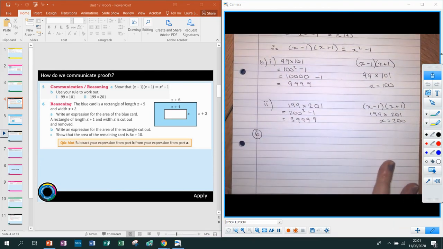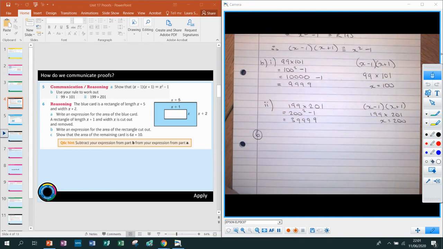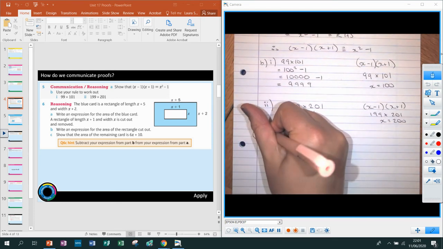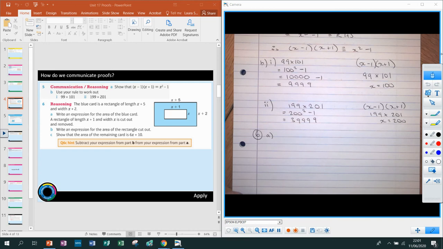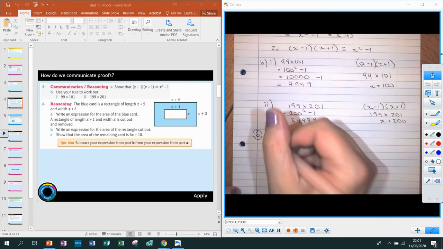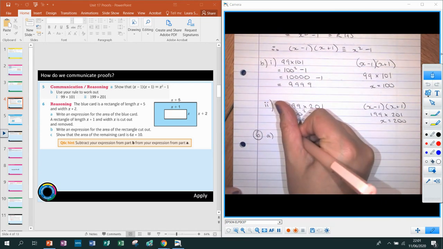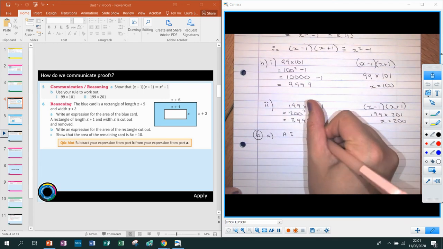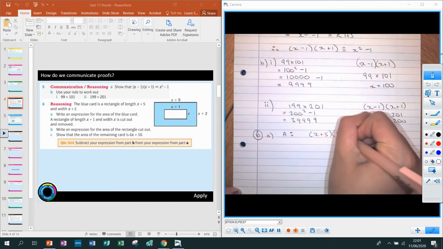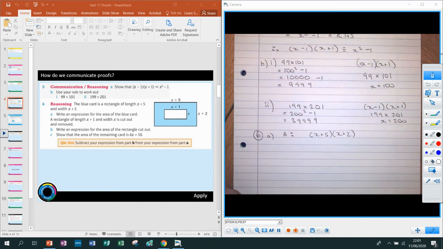In question 6, we now have 2 rectangles. I can see they're probably going to be working with area and cutting something out. I don't really have to think too hard to figure that out, so make sure you do look at the diagram before you read the question. It says that the blue card is a rectangle of length x plus 5 and width x plus 2. That's already in the diagram. Part A is to write an expression for the area of the blue card. That's going to be x plus 5 times x plus 2, so that's done.